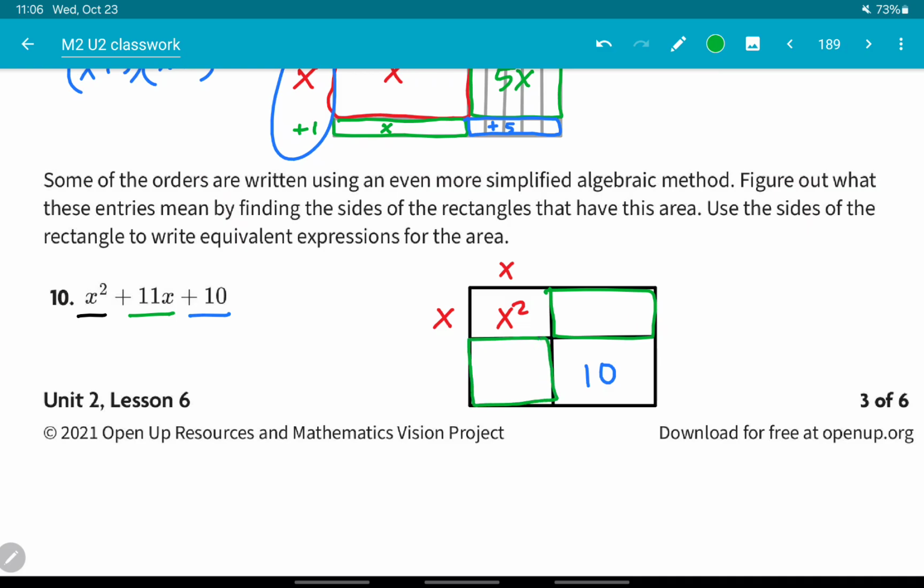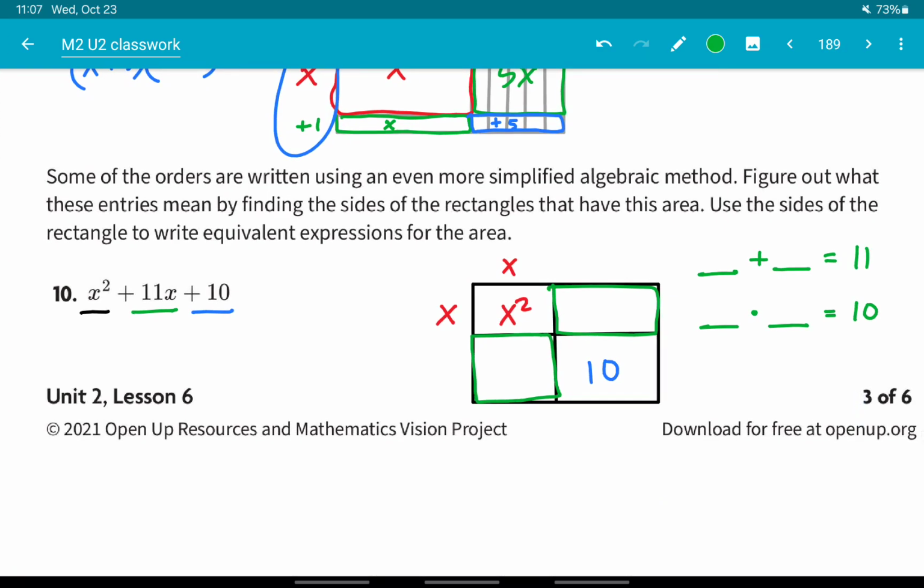So I know that I have to split this 11x into this part and this part, so that combined I add up to 11. So whatever those two numbers are, if I add them together, I should get 11. But if I multiply them together, I should get 10. So I'm basically thinking of two numbers that multiply to get 10, but add to get 11.